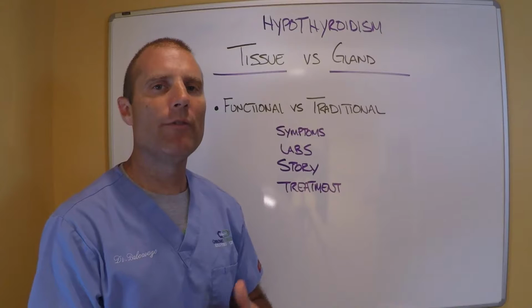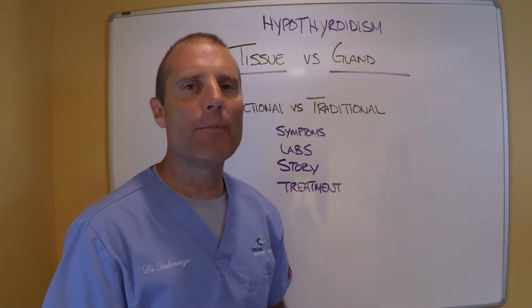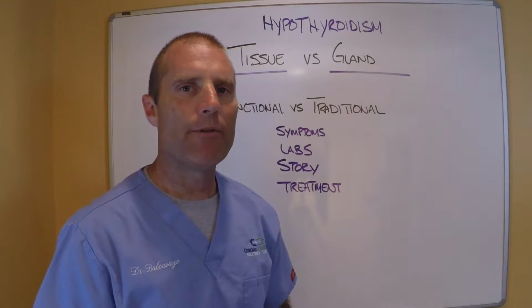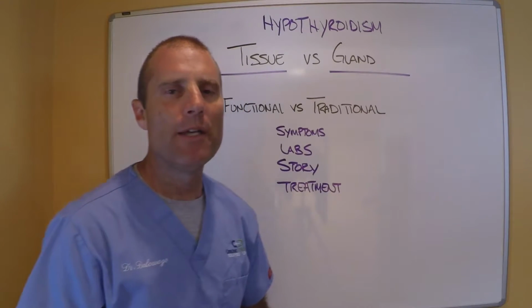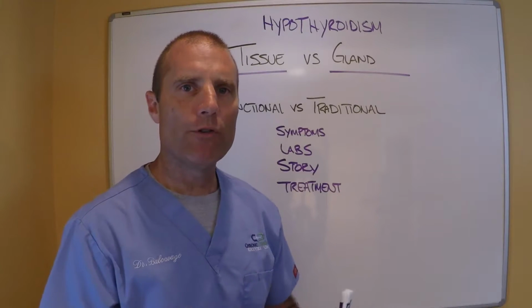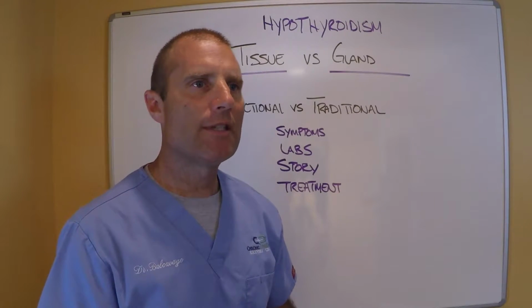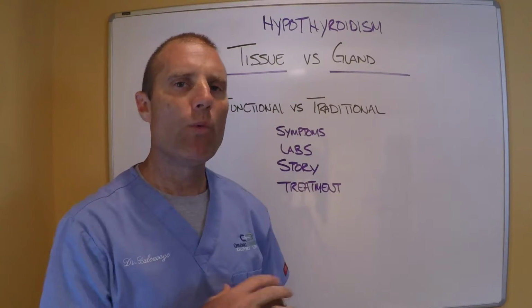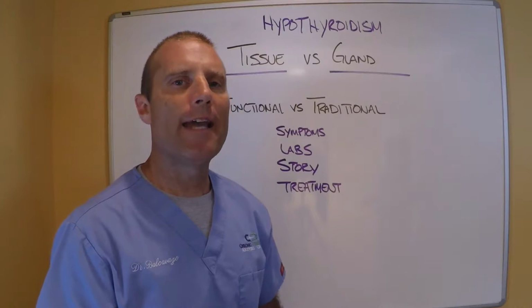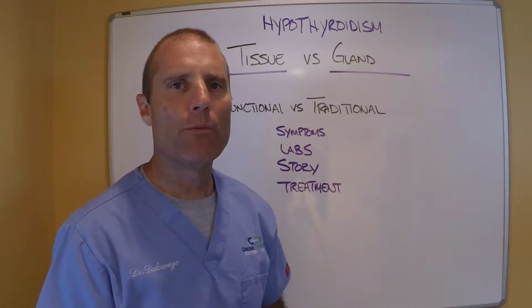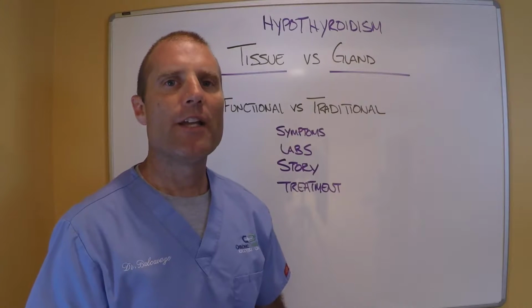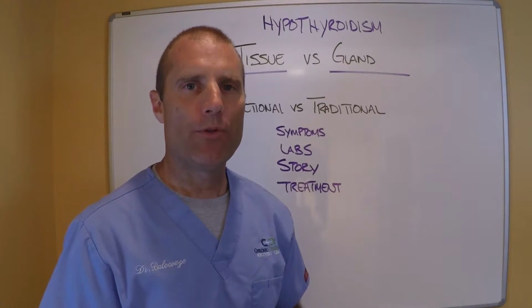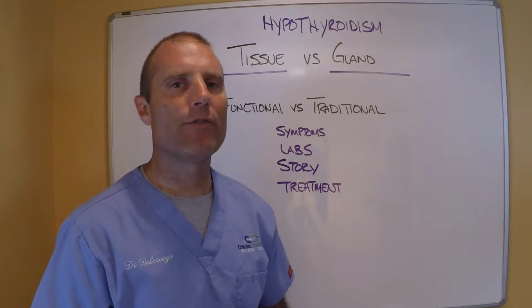So let me back up a little bit and talk about the difference between tissue and glandular hypothyroidism. Tissue hypothyroidism is when the peripheral tissues, the skin cells, the muscle cells, the brain cells, all the peripheral tissues of the body away from the thyroid gland, aren't getting sufficient thyroid hormone to run their metabolism. And as a result of that, someone feels hypothyroid symptoms. It's not the result of the gland going bad.